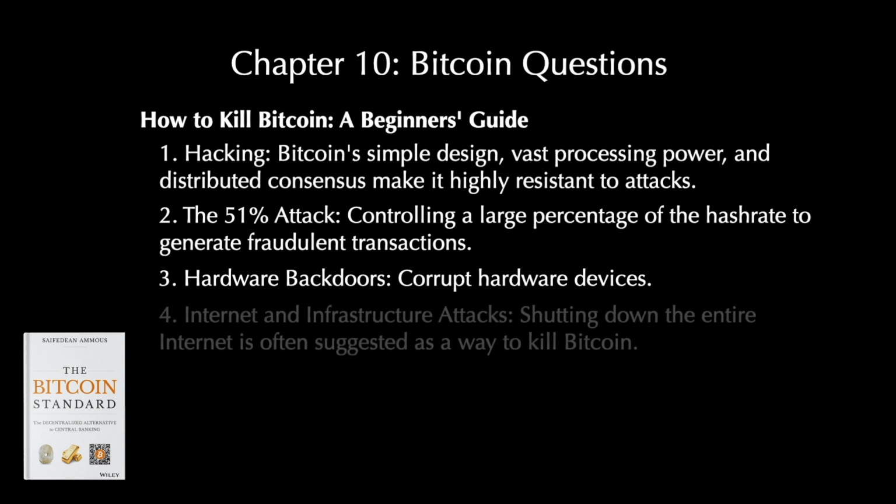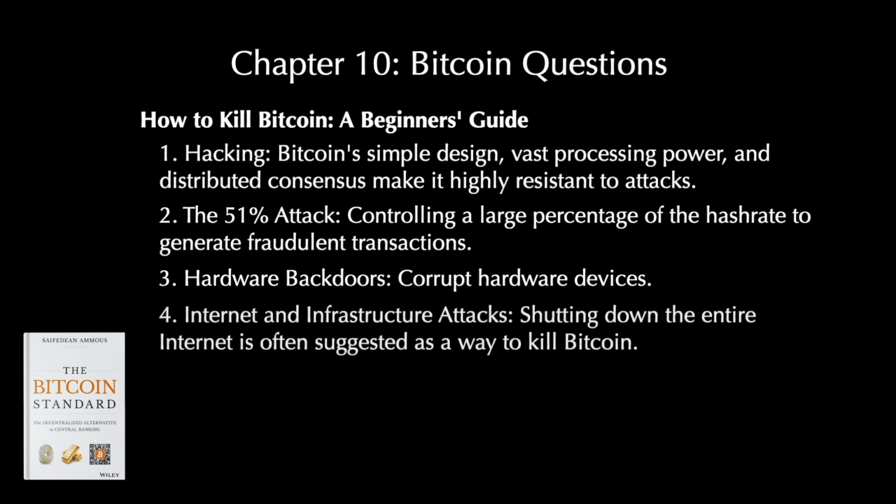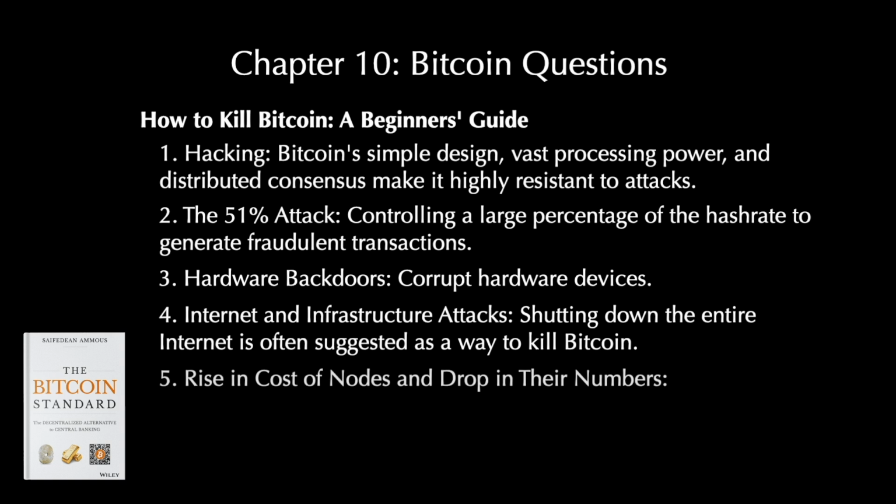Number 4, internet and infrastructure attacks. Shutting down key communications infrastructure or the entire internet is often suggested as a way to kill Bitcoin. However, Bitcoin is a software protocol that doesn't rely on specific hardware or infrastructure. Disabling all internet connections simultaneously would cause significant damage to society and is highly unlikely to stop Bitcoin. In addition, there is a dedicated Bitcoin satellite that would continue to operate regardless of the entire internet being shut down.